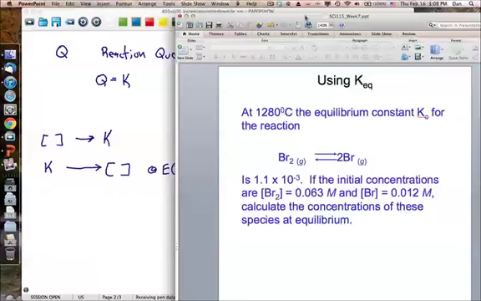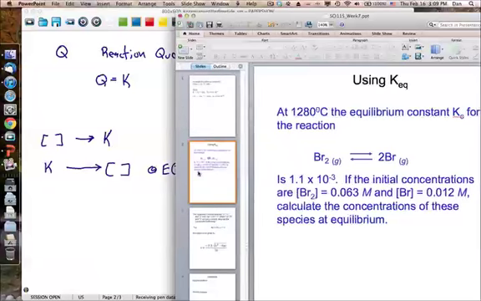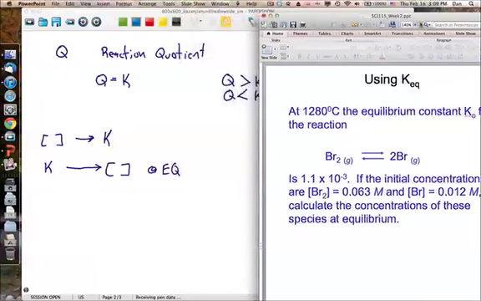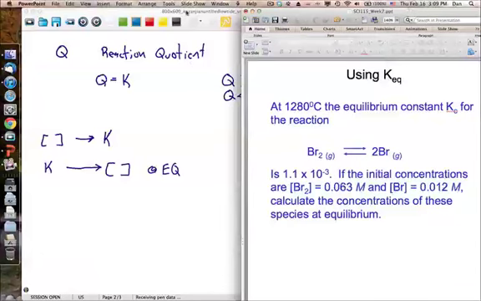You have at 1000 C, the equilibrium constant for the following reaction. Br2 gas is in equilibrium with atomic bromine, Br, and the equilibrium constant has a value of 1.1 times 10 to the minus third. If the initial concentrations are 0.063 molar Br2 and the atomic bromine is 0.12 molar, what would be the concentration of these species at equilibrium?